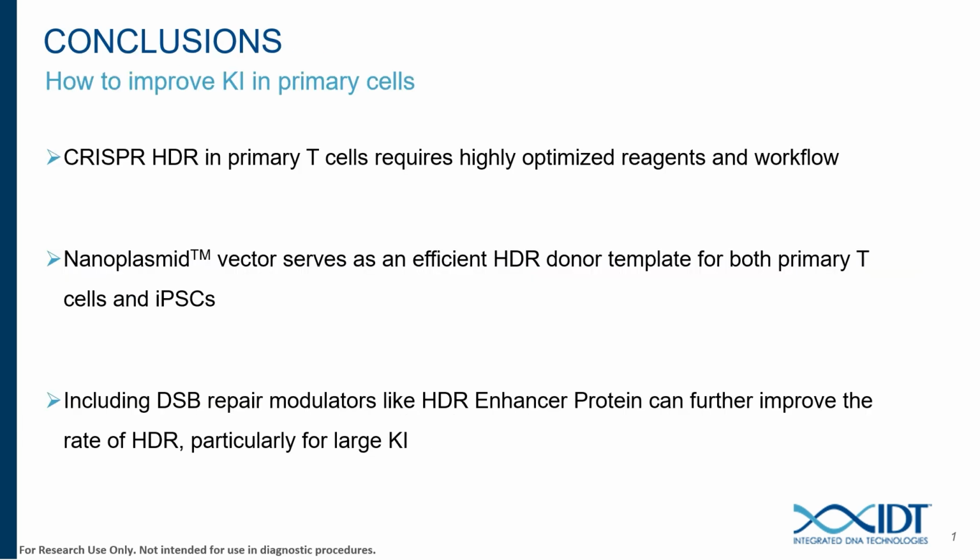So let's summarize with some conclusions here. Today's presentation discussed how to improve knock-in rates in primary T cells using specific reagents like nanoplasmids and HDR enhancer protein. And we know that primary T cells can require a bit of scrutiny to perfect the reagents and workflow to achieve the desired editing outcome. Nanoplasmids are a great choice for large knock-in, considering the small backbone prevents high DNA toxicity, and they can be manufactured in high yields. And finally, you can use reagents like the HDR enhancer protein to modulate double-strand break repair pathways and improve the rate of HDR.